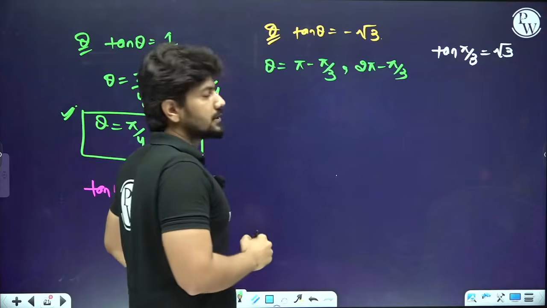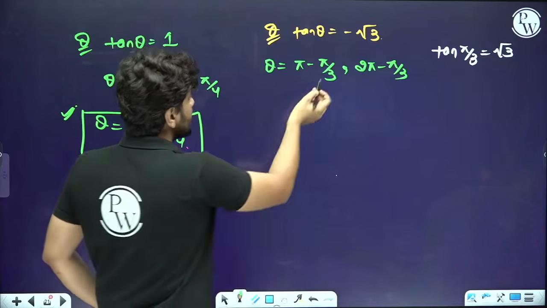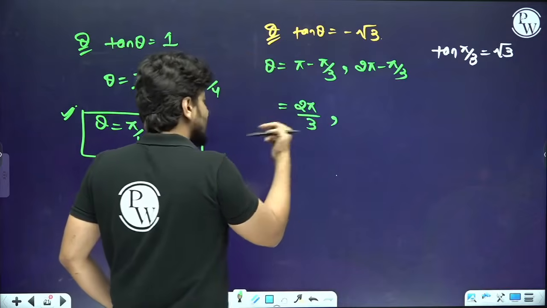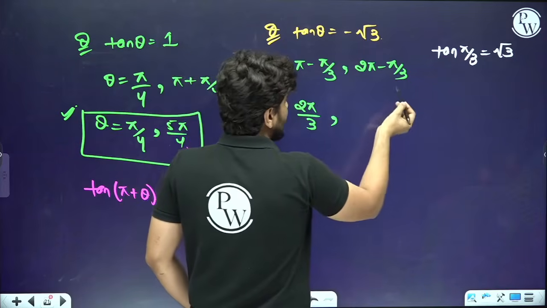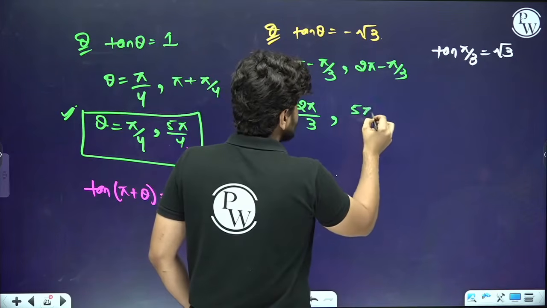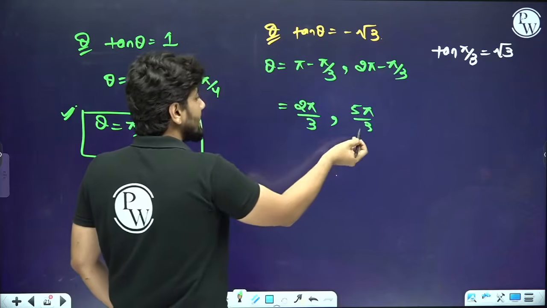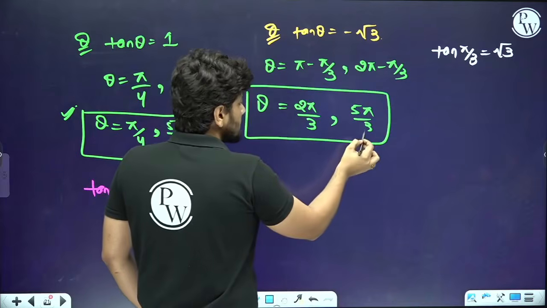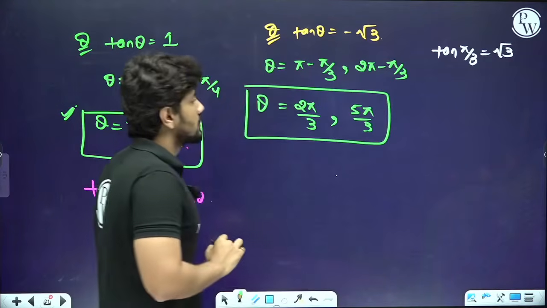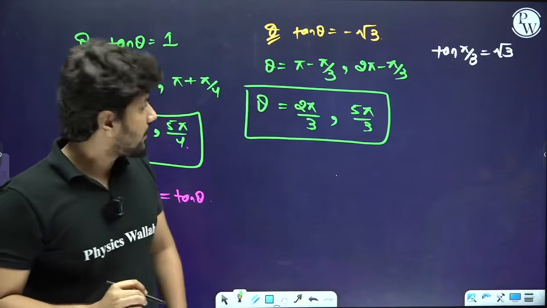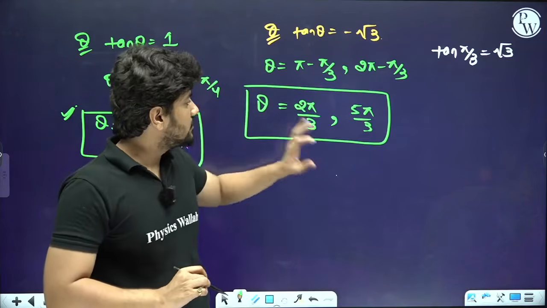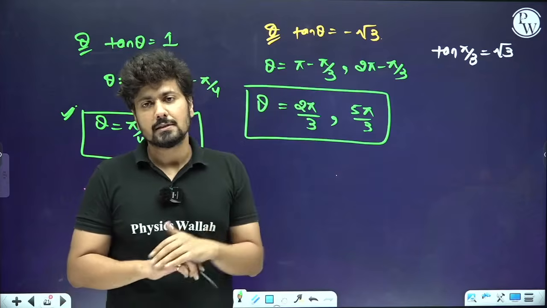These are the two solutions. So pi minus pi by 3, its value is 2 pi by 3, which is an angle of the second quadrant. 2 pi minus pi by 3, if you take the LCM, its value is 5 pi by 3, which is an angle in the fourth quadrant. So these are the solutions of this equation, 2 pi by 3 and 5 pi by 3. Okay, tan theta gives us negative values in these two quadrants.